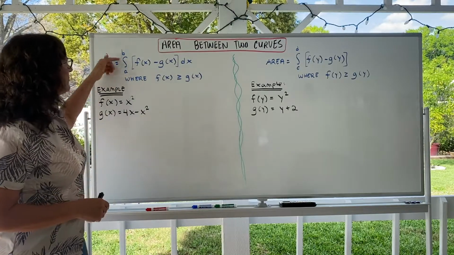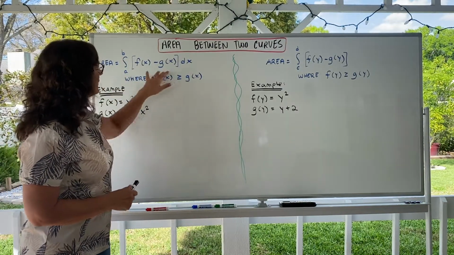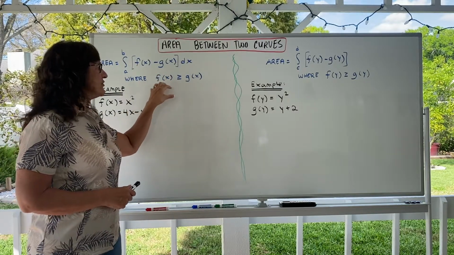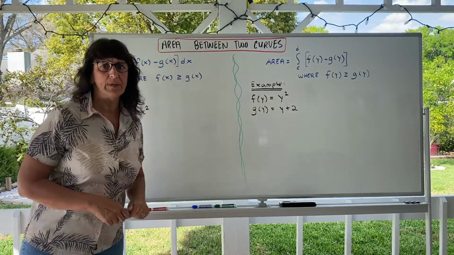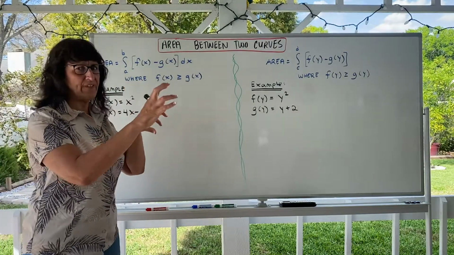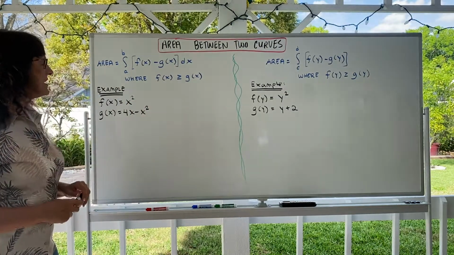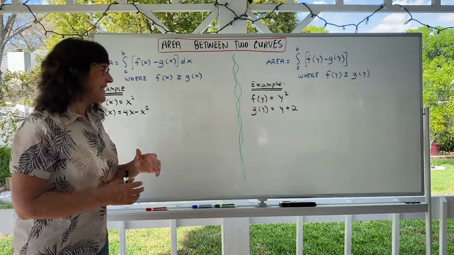So we're going to integrate from a to b, f of x minus g of x, and this is providing that the values of the f function are greater than or equal to the values of the g function. Whichever function has the greater values is the one that comes first, and we subtract the smaller values from it. And then that'll keep you from having a negative answer.